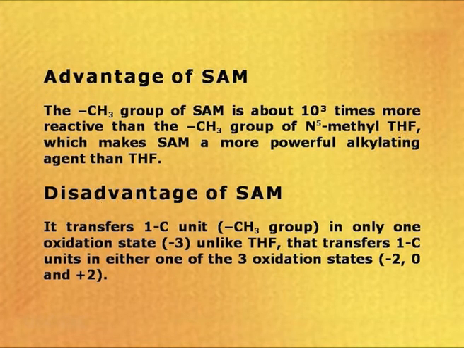The advantage of S-Adenosyl Methionine or SAM, as I have already told, is that it is 10 to the power 3 times more efficient than tetrahydrofolate, as its group transfer potential is very high. But the disadvantage is that it carries the 1 carbon unit only in one oxidation state, that is -3. Whereas tetrahydrofolate carries 1 carbon unit in 3 oxidation states, which are -2, 0 and +2.